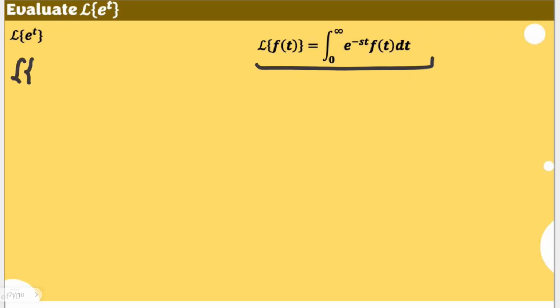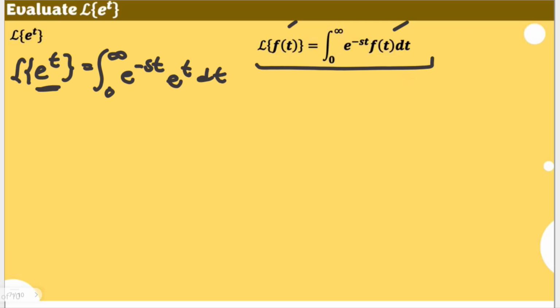So the Laplace transform of e to the power of t, as this would be our f of t here, we'll have this equivalent: the integral from 0 to infinity of e to the power of negative st, your f of t is e to the power of t, and then dt. Now, look into this. We have exponentiations of the same base. Therefore, we can add the exponents. So it would be the integral from 0 to infinity of e to the power of negative st plus t, this is all the exponent, dt.